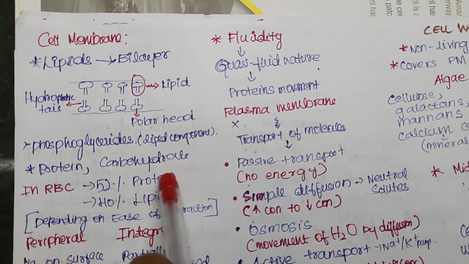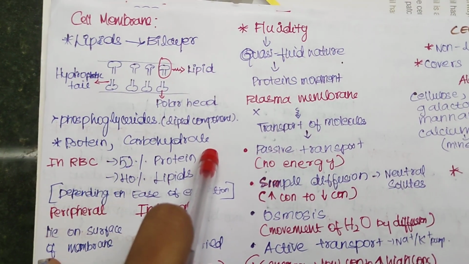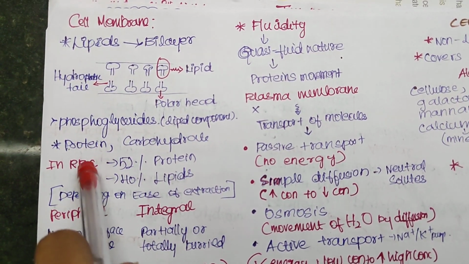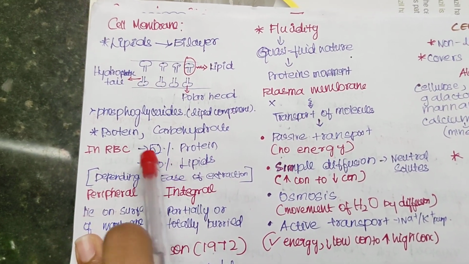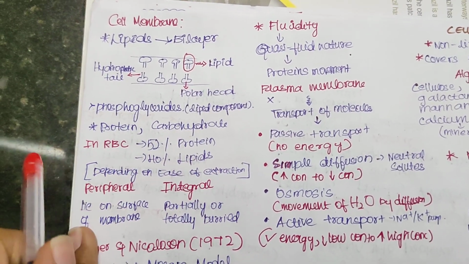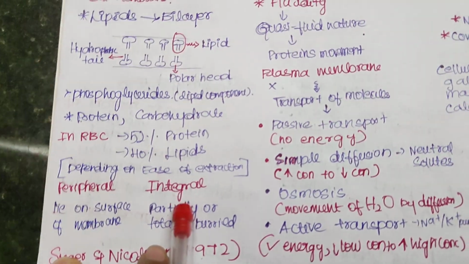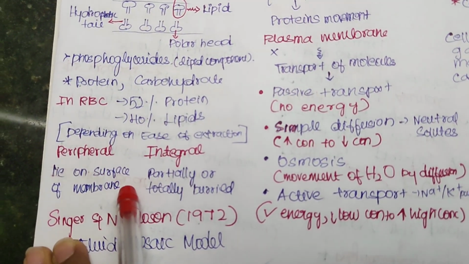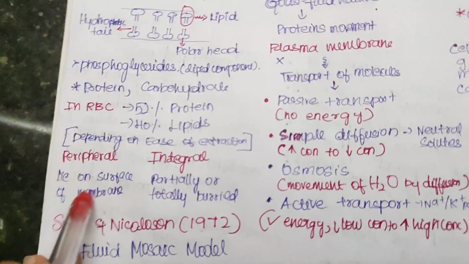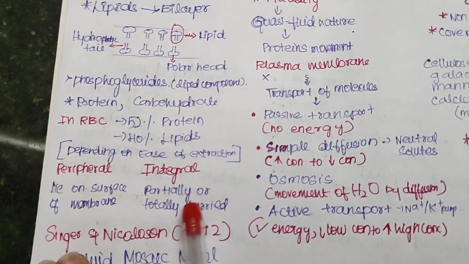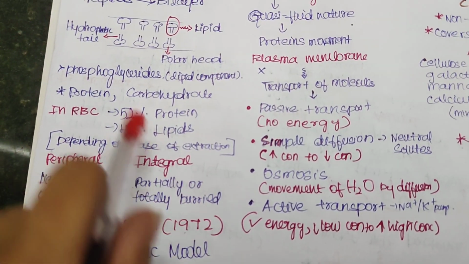And after some time it was known that apart from the lipids we have protein and carbohydrates also in the cell membrane, and the amount of protein and lipids is different in each cell. To talk about RBC, we have 52% of protein and 40% of lipid. Okay, now depending upon the ease of extraction, these membranous proteins are divided into 2 types, which are peripheral and integral. Peripheral means it lies on the surface of the membrane, so it can be easily extracted, right? And the other is called integral, which is partially or totally buried.